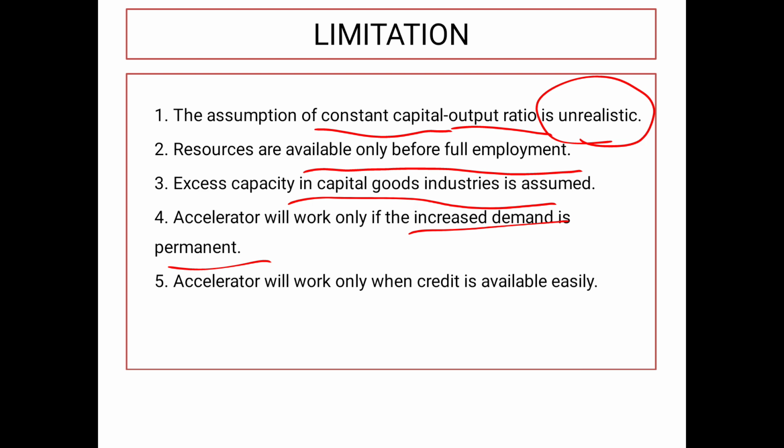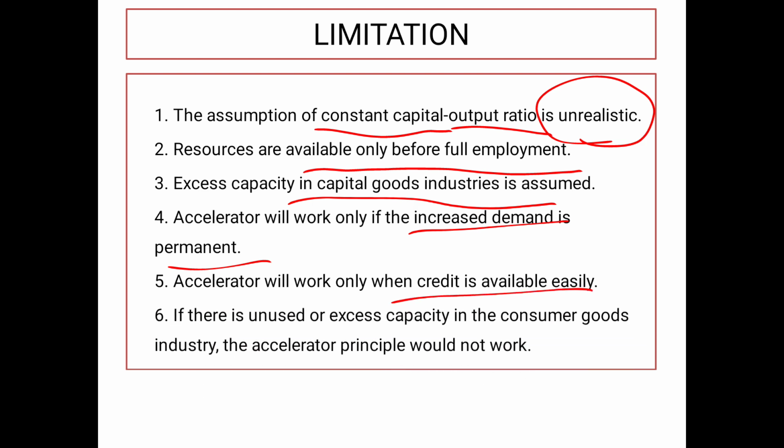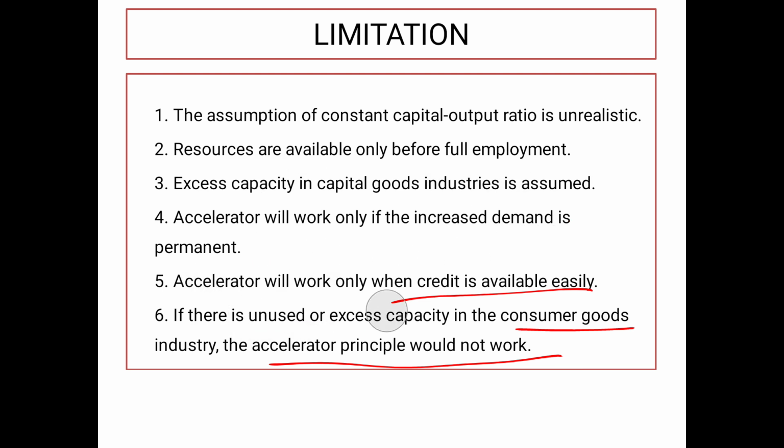The accelerator will work only when credit is available easily. And the last one says if there is unused or excess capacity, what happens to the consumer goods? The accelerating principle would not work, because if you produce more and more, it is not going to give you any consumption of goods, because it is going to be a waste. So there is a limitation as far as acceleration is concerned. So there are 6 limitations of an accelerator.